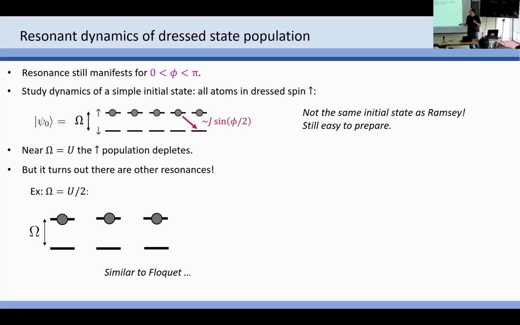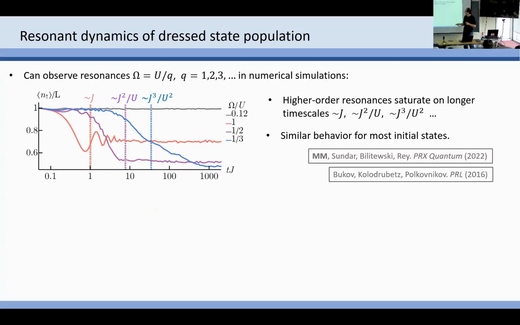But I should point out that there are also other resonances. For instance, I could have omega equals U over 2 and have 3 spin-up atoms. This guy hops and forms a doublon, and then this guy hops and forms a doublon, and I get a resonance. This is similar to what you would find often in Floquet cases. All right, and of course, numerically, you can observe the presence of these different resonances. Let's say omega equals U over 1, U over 2, U over 3. Just start with all atoms in dressed spin up and track how many of them stay that way.